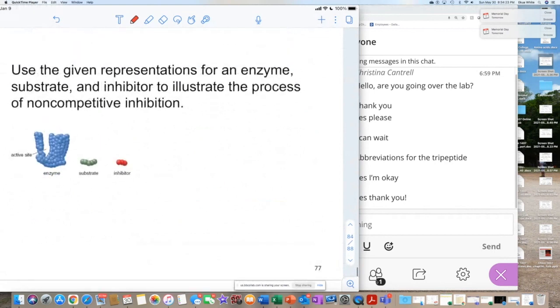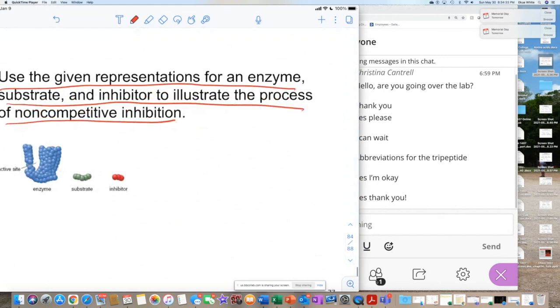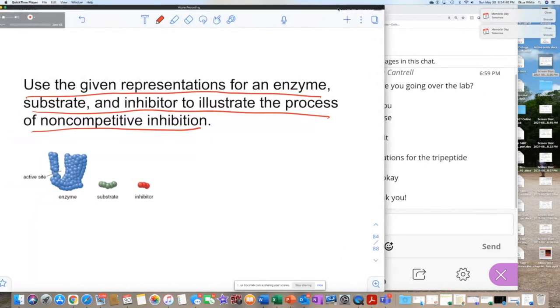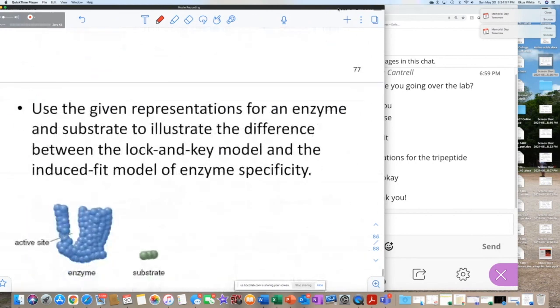So over here, we're told to use the given representations for an enzyme, substrate, and inhibitor to illustrate the process of a non-competitive inhibitor. Like I said, if I was pro-inhibitor, this is my favorite mode of attack, because this inhibitor is like, I'm not even struggling to compete. The inhibitor comes over here, doesn't even compete, and changes the shape. So now the shape goes from being this shape to being a different shape. Now the substrate can't even fit in there. That's it. The non-competitive inhibitor has done its job, and that's the end of it.